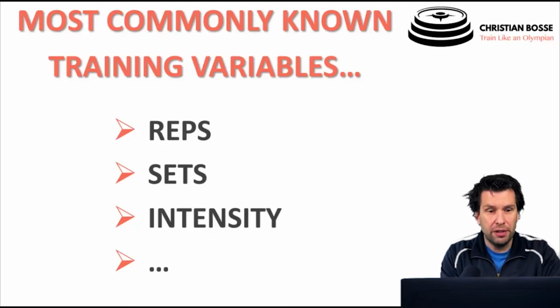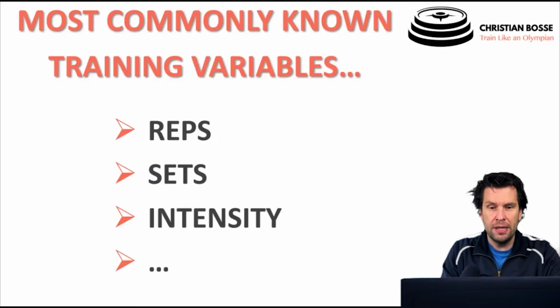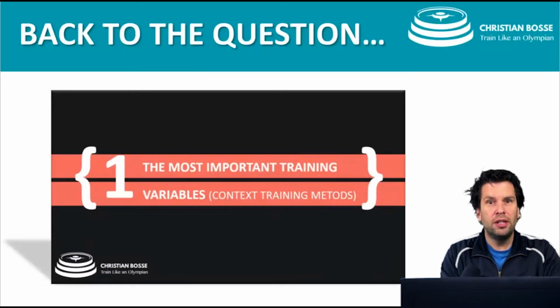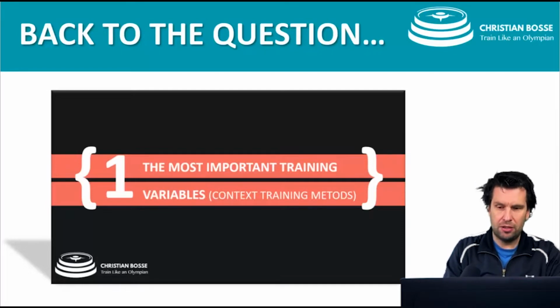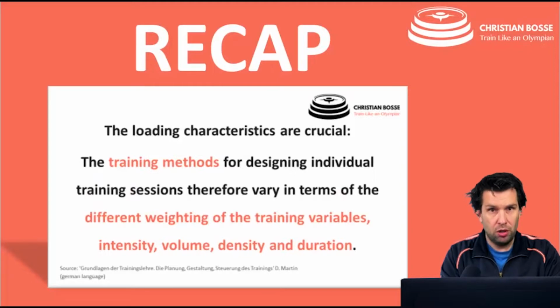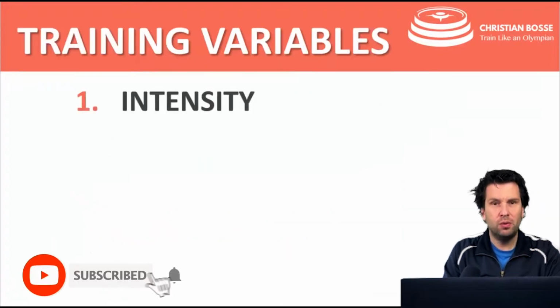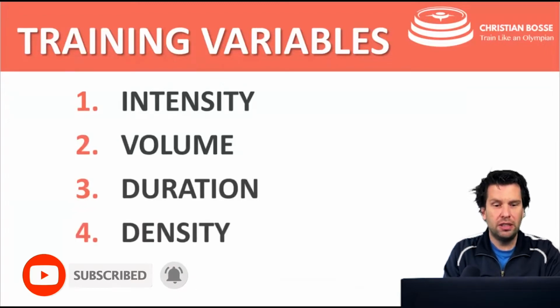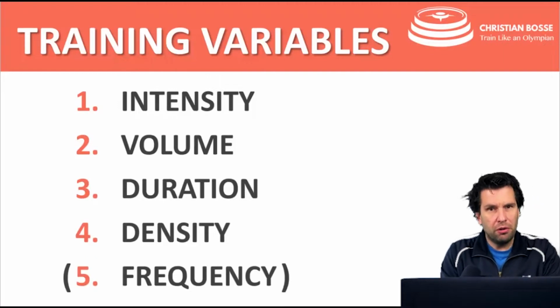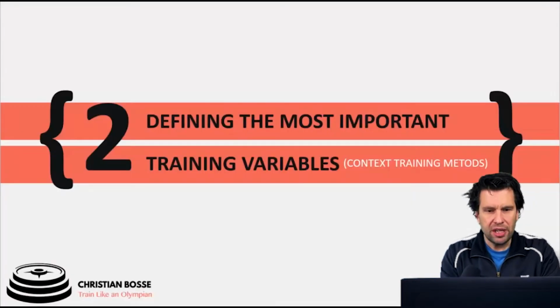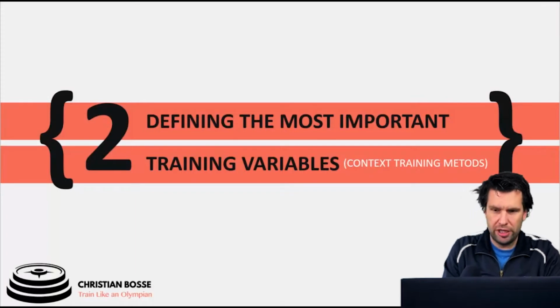Most commonly when we talk about training variables, we talk about reps, sets and intensity. But let's get back to the question because we want to talk about training methods and the most important variables for training methods. In the previous lecture, we talked about the 4 training methods, the manipulation and management of intensity, volume, density and duration, which is the lifeblood for training methods. So, training variables, we will talk about intensity, volume, duration, and density. You could argue, should we talk about frequency? We will talk about frequency, but then I will also show you why it's not one of the most important variables for training methods.